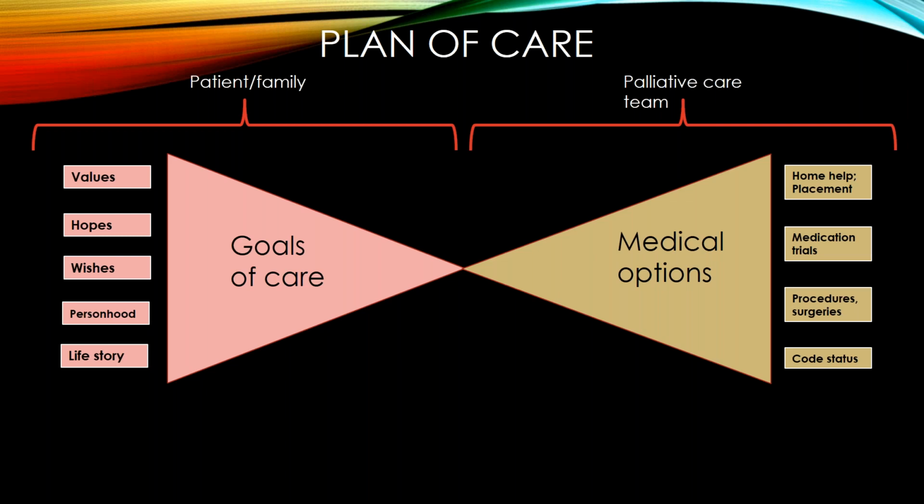So now we've had our goals of care discussion where we've tried to extract values, hopes, wishes, personhood, meaning how someone sees themselves, their life story to some extent, really collecting all of that information and then saying, now what? What do we do with that? Well, we help people navigate next steps in medical care, whether it's needing a new medication, whether it's considering a clinical trial, the pros, cons, risks, benefits, burdens, whether they need more help at home or transition to a different kind of care or housing situation, whether they're considering surgeries.